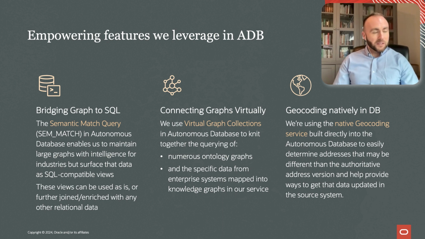Quick overview of some key features we're leveraging in Autonomous Database. So Melly mentioned the semantic match queries that are in Autonomous Database. I'll show some examples of this. We're leveraging this heavily to flatten really the results of a knowledge graph query so that it's able to be leveraged in standard SQL. We're also connecting graphs virtually. So we'll bring in data from 4 or 5 different sources, but knit those together in a single virtual graph. And the other thing we're leveraging too in Autonomous Database is the geocoding that's natively in the database. And I'll show a little bit of that as well.